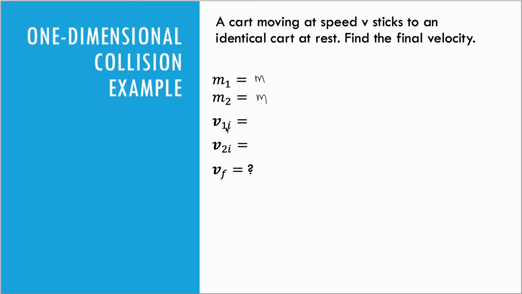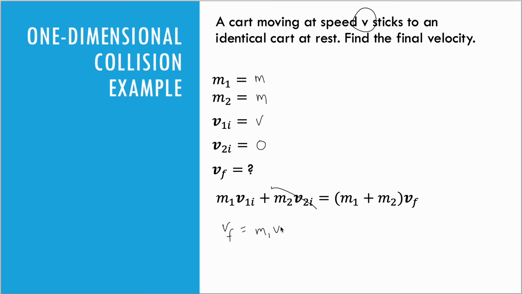The initial velocity of the first mass is going to be v. We don't know the direction, so we're just going to assume that it's moving to the right. v2 initial is going to be 0 because the second cart is initially at rest. We're looking for the final velocity. So we're going to write down the conservation of momentum equation. We're going to cross out any terms that are 0, which is the second term here for the momentum, and then we can solve for the final velocity.